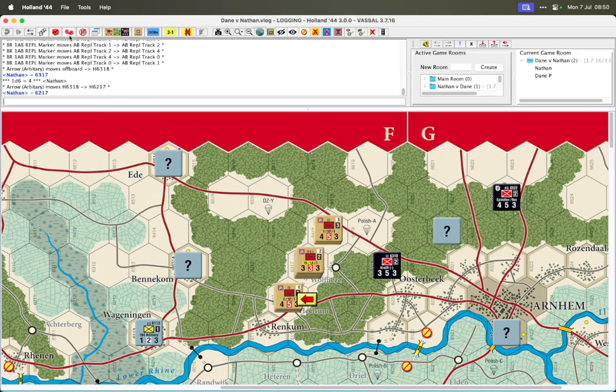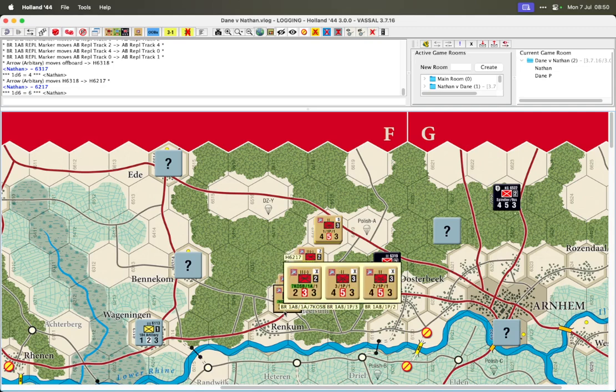6217. And oh, I guess I don't need to type out the hex number. Okay. Oh, and I got another 6. All right, so you lose another step. Again, I would take it off the smallest unit. Right, the 233.